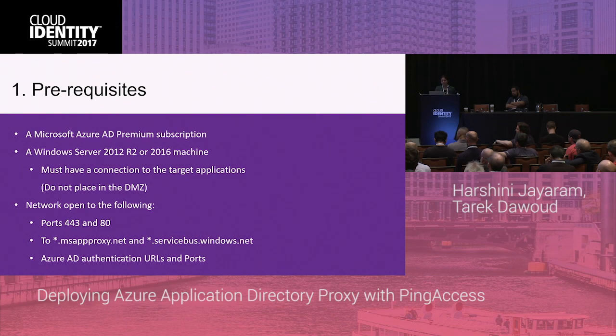So for that, you need to have ports 443 and 80 open, and you need to make sure that you're allowed to connect to star.msappproxy.net and star.servicebus.windows.net. These are the application proxy specific requirements. We do, of course, also use Azure Active Directory authentication, so those login URLs need to be allowed as well. Okay, so that's a prerequisite.